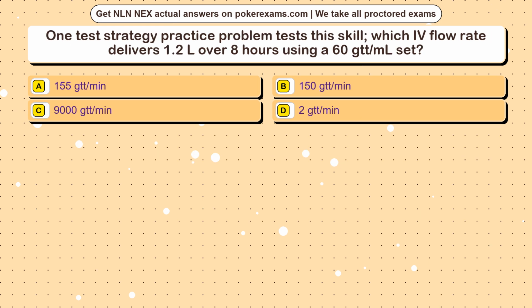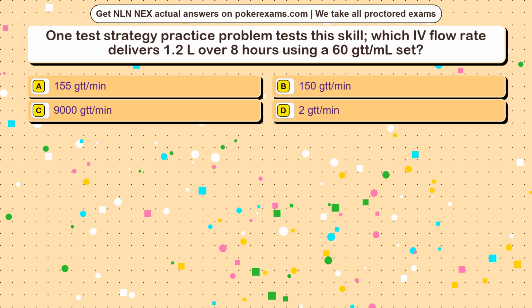Question 11. One test strategy practice problem tests this skill: which flow rate delivers 1.2 L over 8 hours using a 60 GTT/mL set? Option A. 155 GTT/min. Option B. 150 GTT/min. Option C. 9000 GTT/min. Option D. 2 GTT/min.